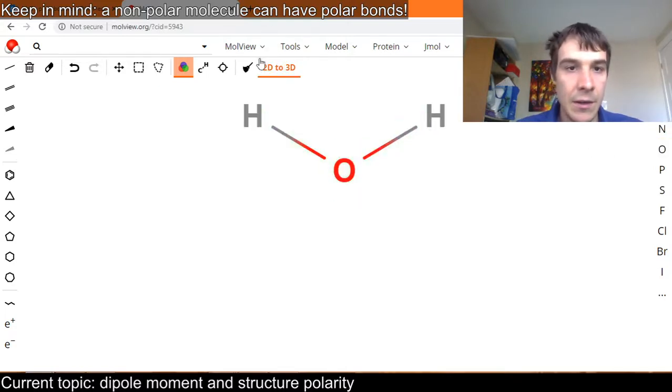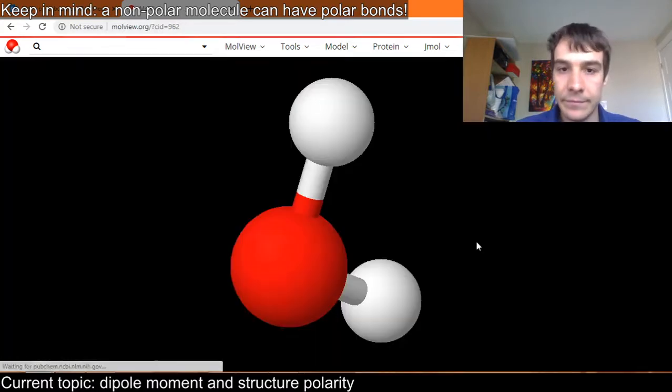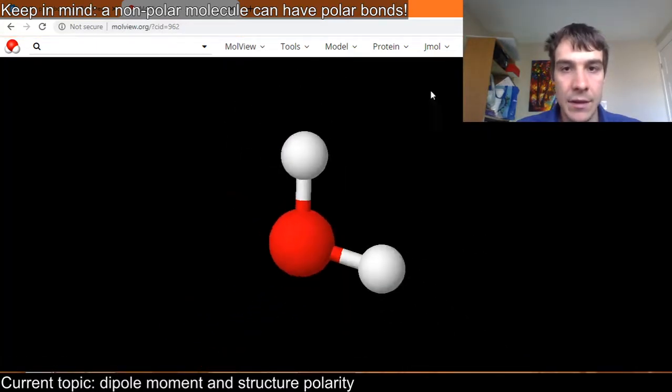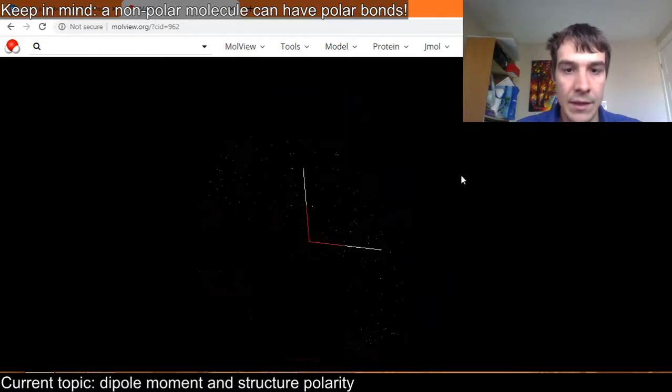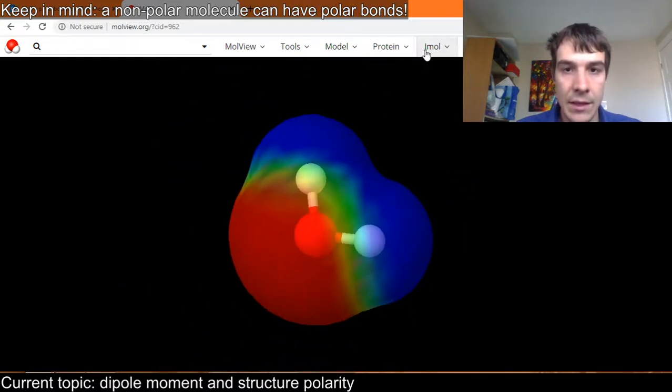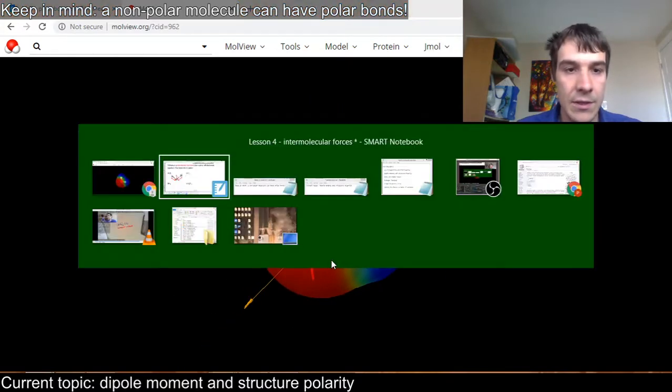Go to 3D. There it is. We can look at its translucent surface. There's the electron density. Here are the bond dipoles, both going towards the oxygen, and here's the overall dipole, very clearly towards the oxygen, just as predicted.